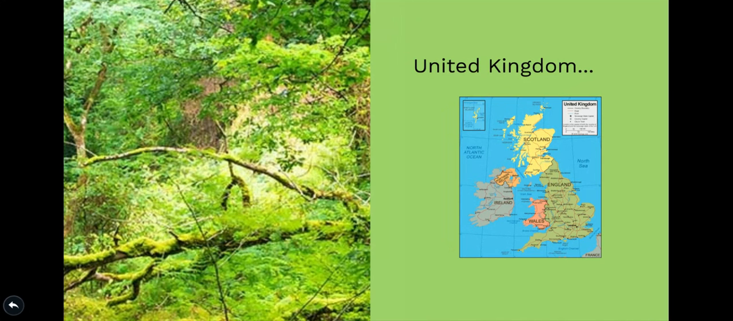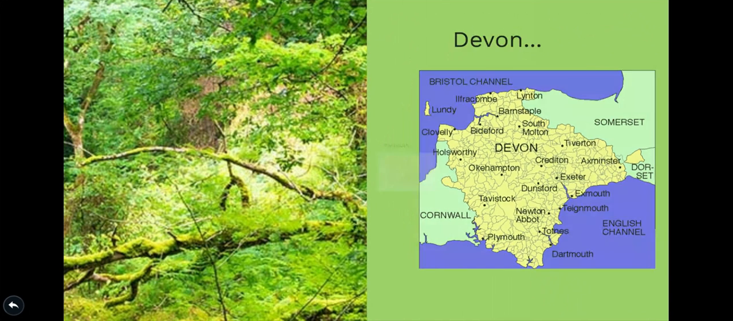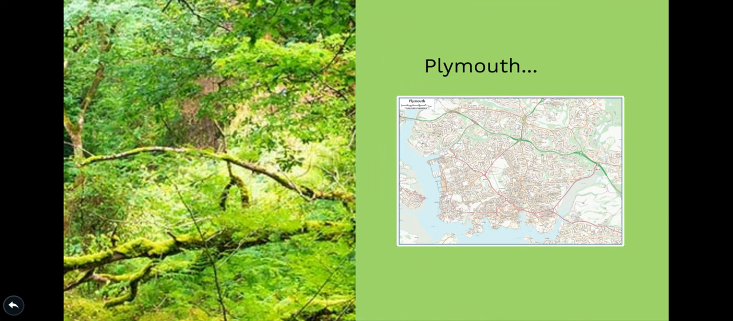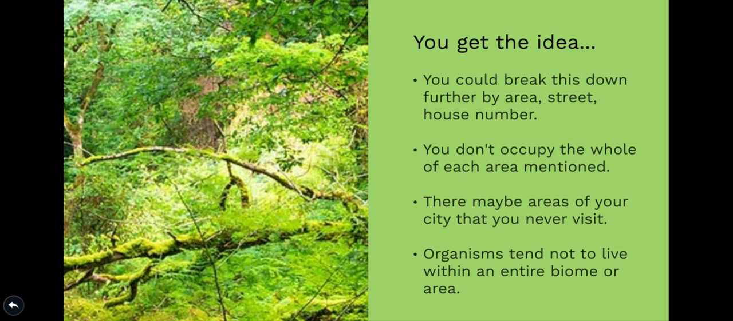You might visit different parts of it, but the key thing is you don't necessarily live in the whole area of the United Kingdom. So again, we go a bit closer to maybe a county, for example, Devon. And again, you don't live in the entire region of Devon. So we might break this down to a particular town or city, in this case, Plymouth. And I think you get the idea at this point. You could break this down further by area of the city, the street, or even the house number.